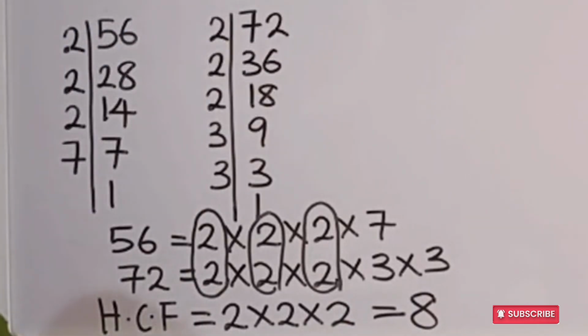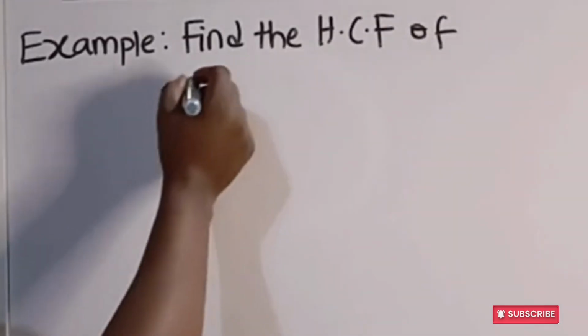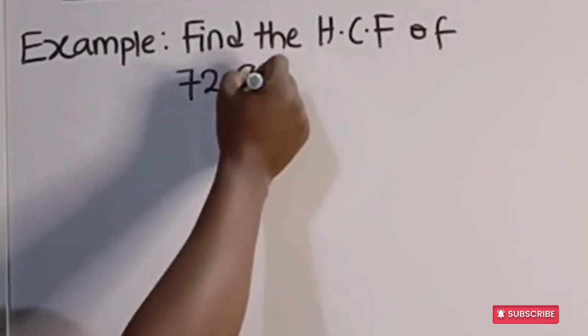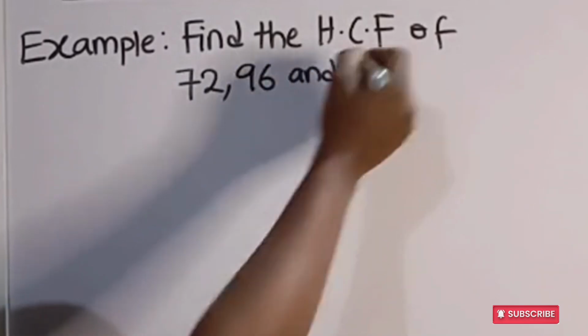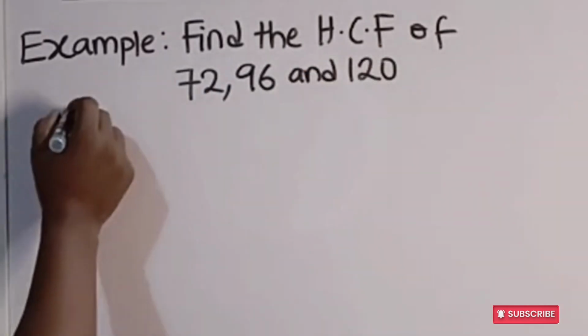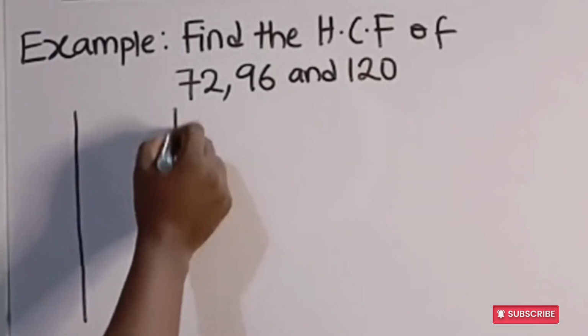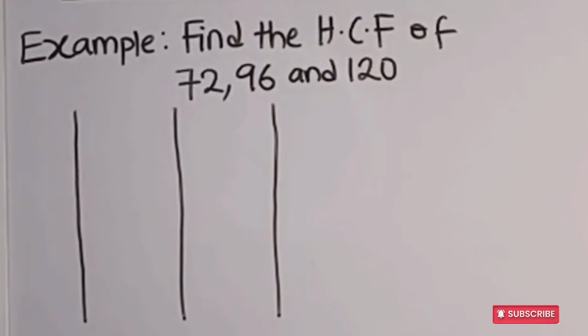So let's try out one more example, and then we call it a day in today's class. So HCF of 72, 96, and 120. So let's look at 72. So we have 72. So we are dividing by 2.